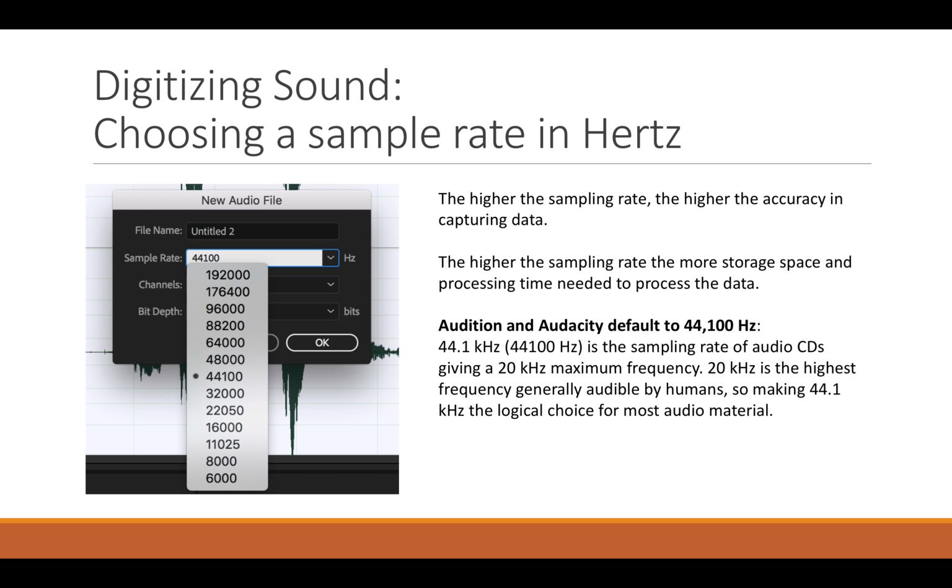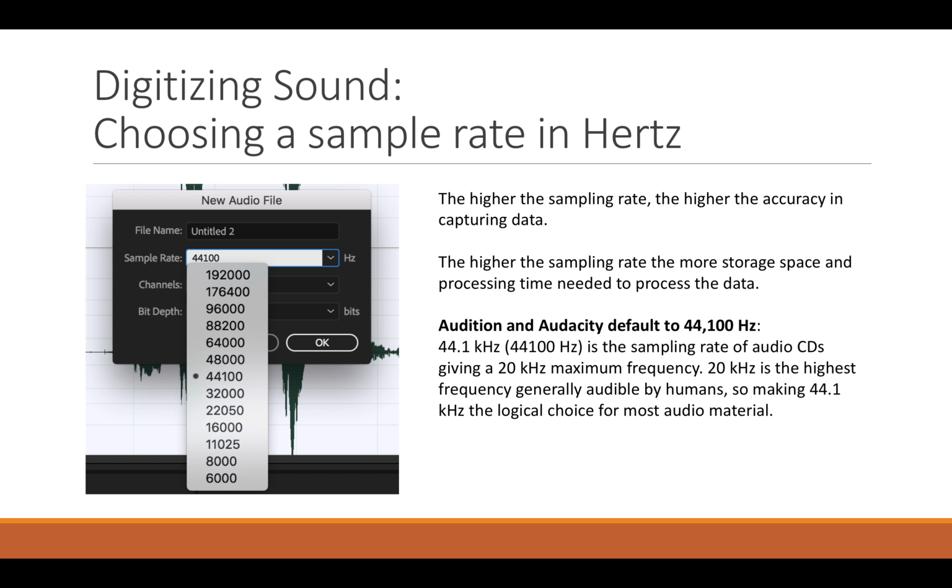Okay, so when I create a new audio file in Audition, I have to choose a sample rate in hertz. Okay, so I just told you that hertz was a measure of frequency. So the more frequently something is sampled when we're digitizing sound, the higher the accuracy. Now this also increases the file size and the processing time needed to work on that file.